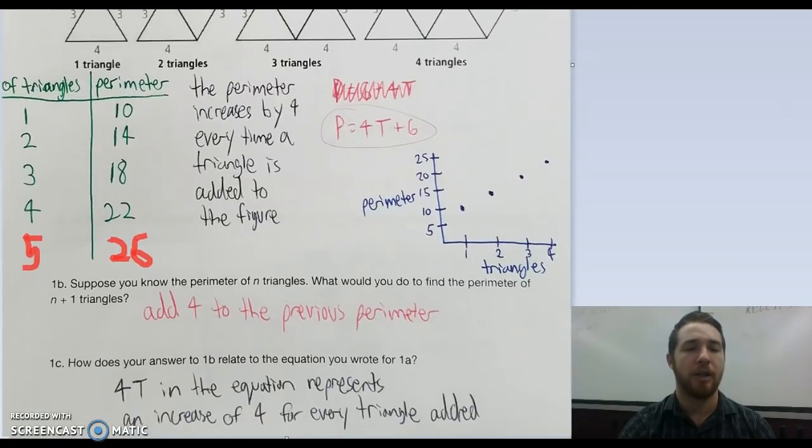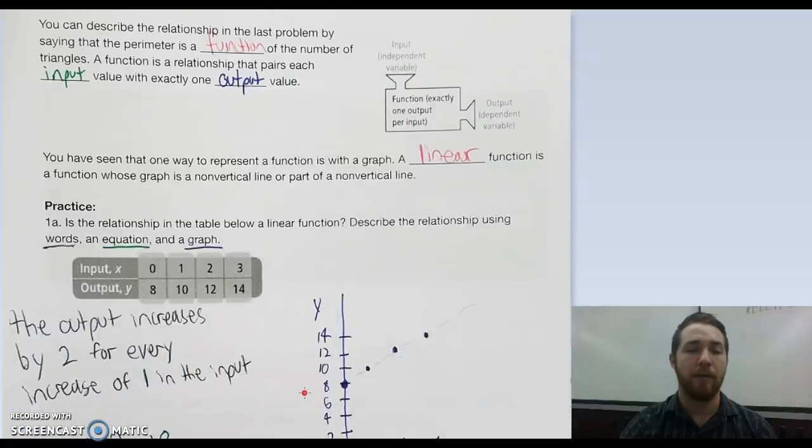And last question, how does your answer in 1b relate to the equation we wrote in 1a? The equation we wrote was 4t plus 6. So 4t in that equation represents an increase of 4 for every triangle that you add. If I increase t by 1, that means if I multiply by 4, I'm really increasing the perimeter by 4, not by 1.